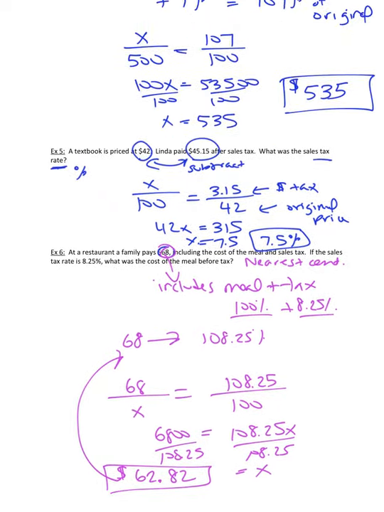Okay, so these are some basic problems. Sometimes you're finding the tax, sometimes you're finding the price before the tax, sometimes you're finding what the discount rate was, a little bit of everything, and you have 9 problems like this tonight for homework. Feel free to email me if you have questions.